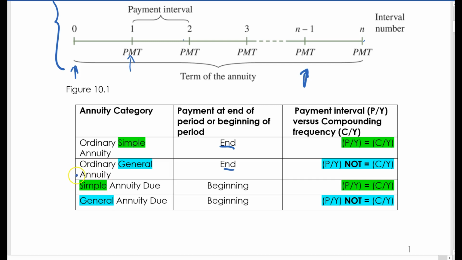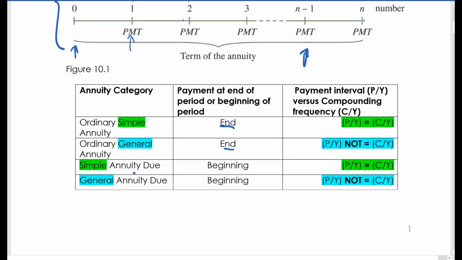Okay, and again, you have a simple and a general annuity due, and that depends on whether your payments match your compounding. If your payment frequency per year equals your compounding, then it's a simple annuity due. General is when they're not equal. So remember the word general.